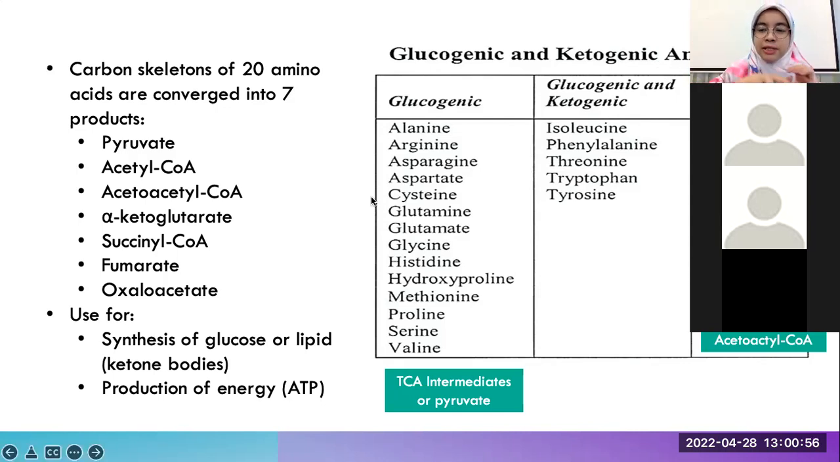The integration between carbohydrate metabolism, protein metabolism, and lipid metabolism, you will learn later on in detail in the chapter on integration of metabolism. But I'm just exposing you earlier on so that you understand. Amino acid can also form glucose. It's not a separate thing.